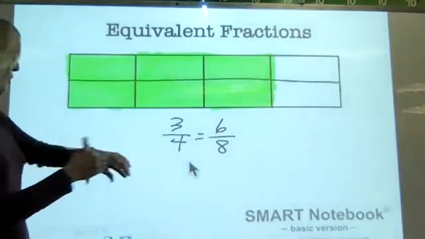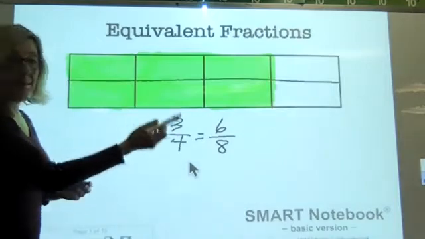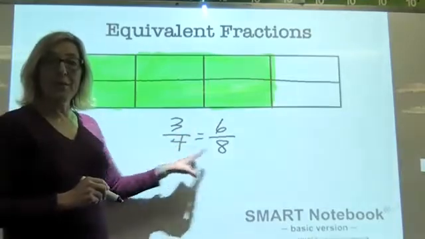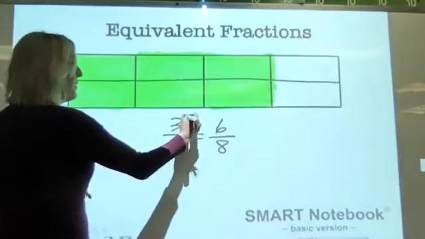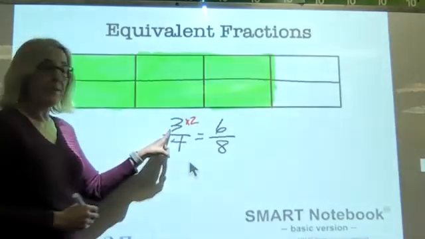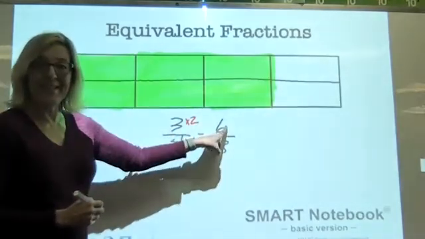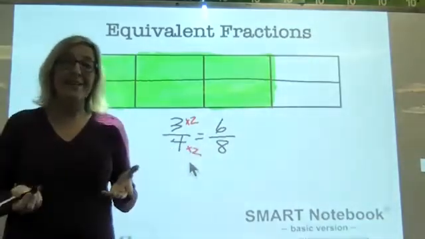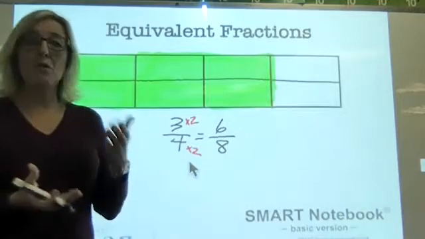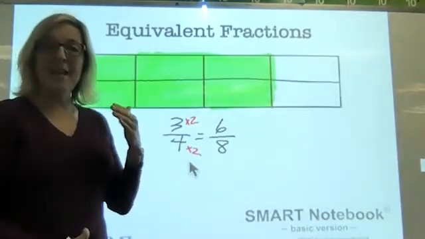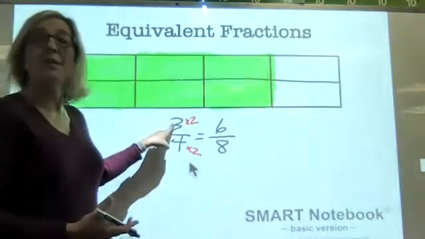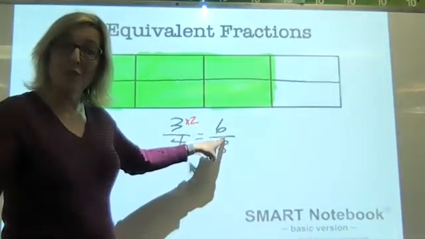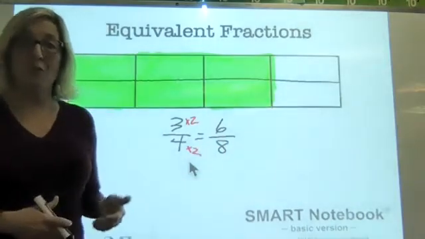Now, if you looked at these 2 fractions mathematically, there's a relationship that exists between the numerators and between the denominators. So if you doubled this numerator, you get this numerator, and if you double this denominator, you get this denominator. And that's the rule of equivalent fractions, that if you multiply the same number by the numerator and the denominator, the next fraction that you come up with when you do that is an equivalent fraction to what you started with.